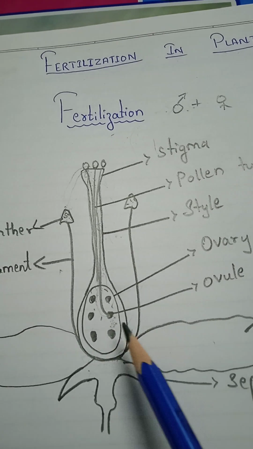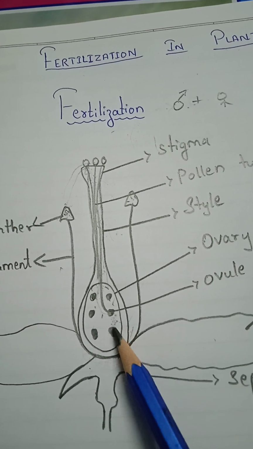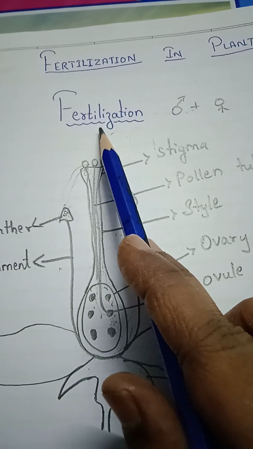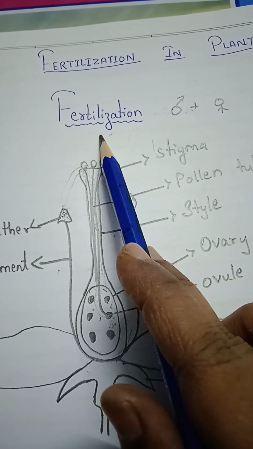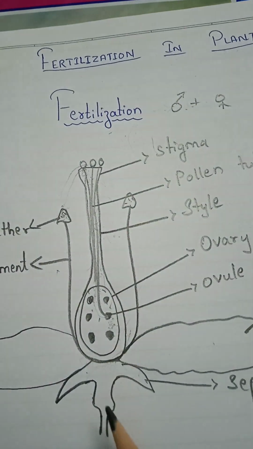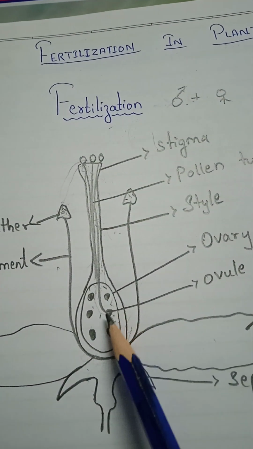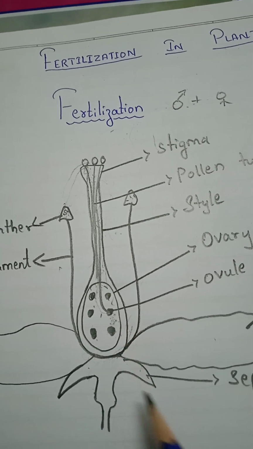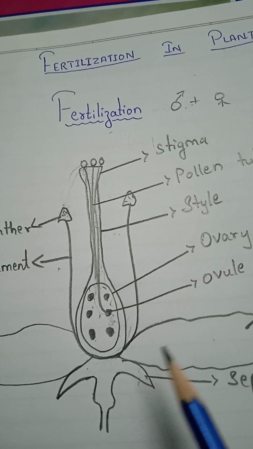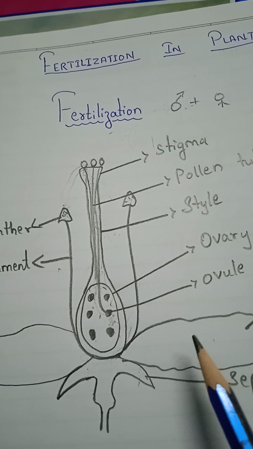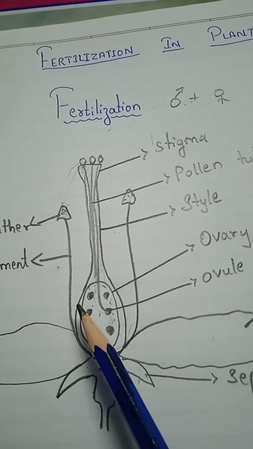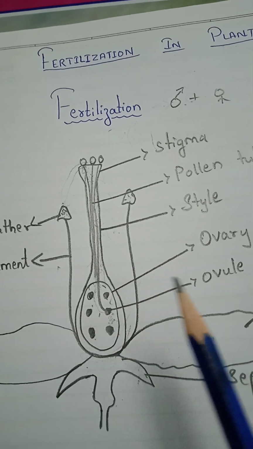Then the fruit is formed as a result of fertilization. As I said before, fertilization results in the formation of fruit and seeds. After fertilization, the sepals, which are green, and the petals, which are of different colors and larger in size, along with the stamens, become dry and fall off.